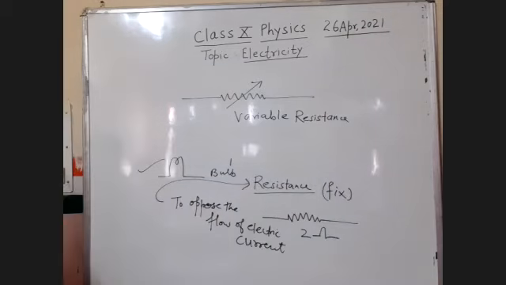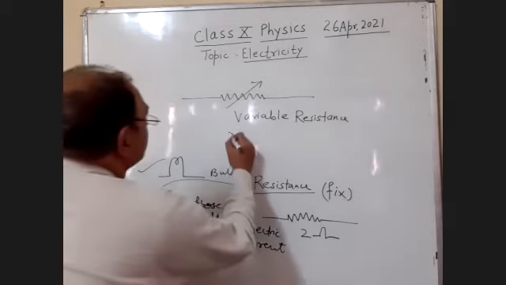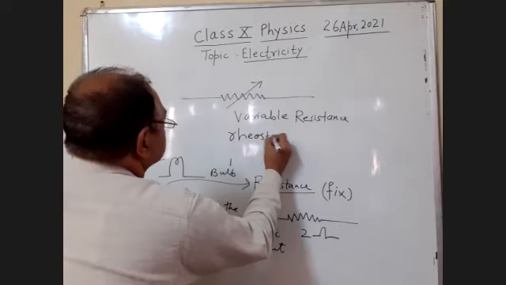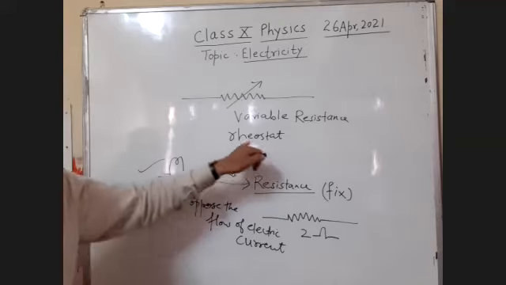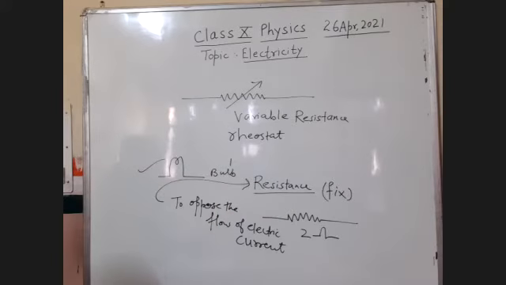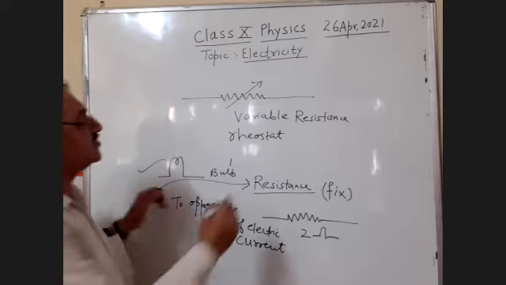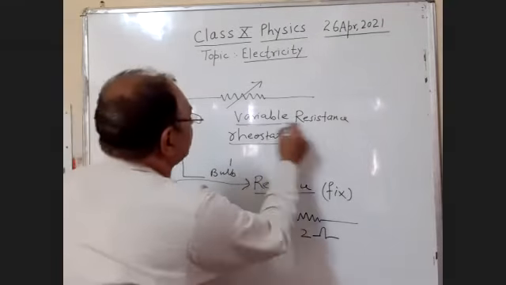Variable resistance, or it is known as the rheostat. Clear, student? The rheostat is another name of variable resistance.